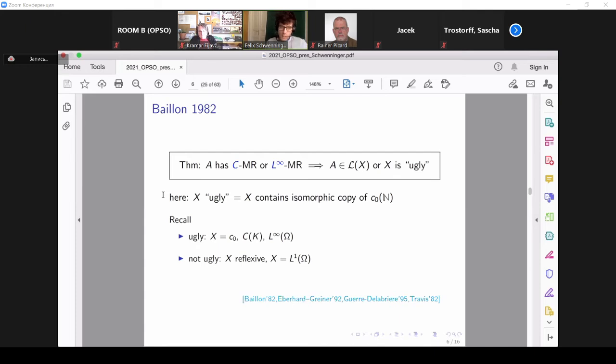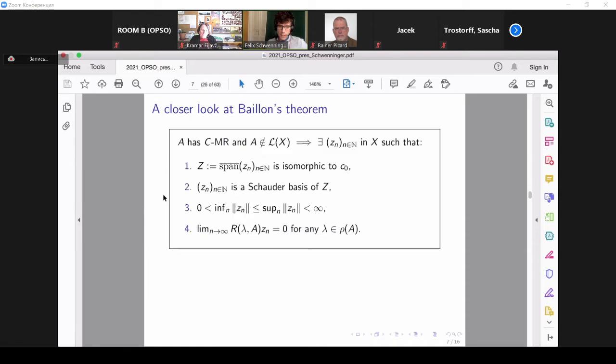Yes, references here. Baillon is the one that proved this first. There's an alternative proof, or much more accessible proof, by Ebert Greiner from '92. I can recommend that paper very much, I have to say. The case of L infinity and also L1 was actually treated by Guerre-Delabrière in '95. And there's another result that relates to this by Travis. We will touch this in two slides, I think. He was studying basically the question whether weak solutions of the abstract Cauchy problems are strong solutions, and then came somehow to these results.